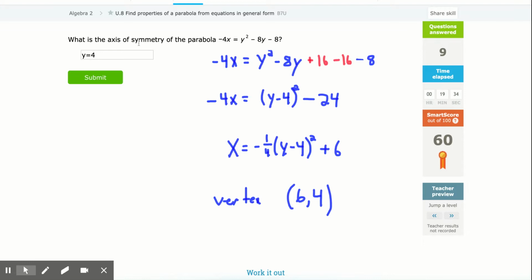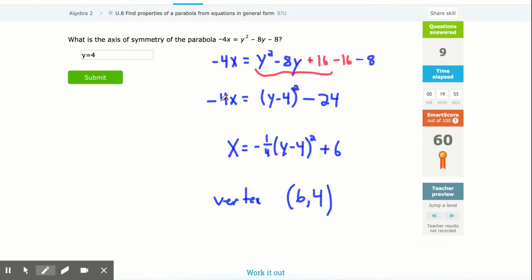In this problem, we're also asked to find the axis of symmetry, but we need to complete the square, which is what I've done here. I've added and subtracted 16 in between these two terms to get this perfect square of these three terms. These three terms are y minus 4 squared. But I added 16, so I minus it. That gives me negative 24.